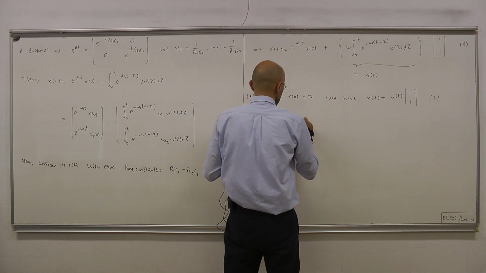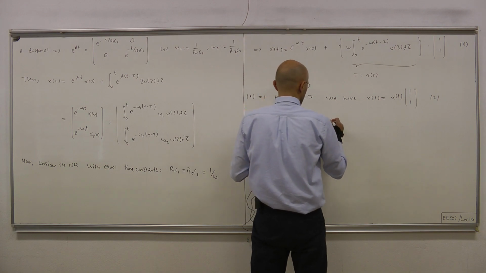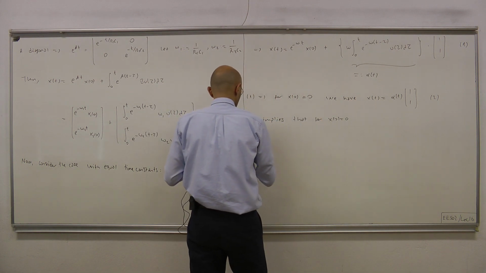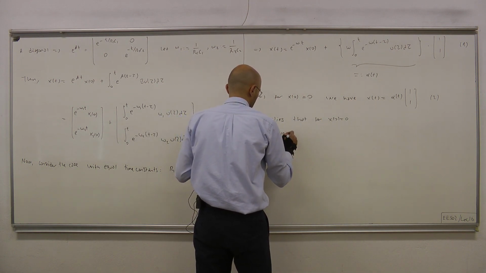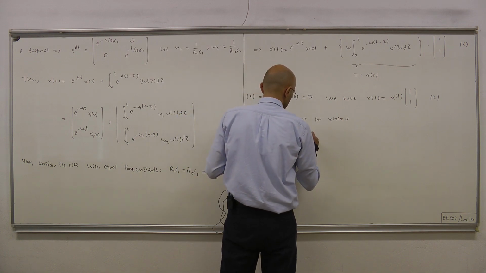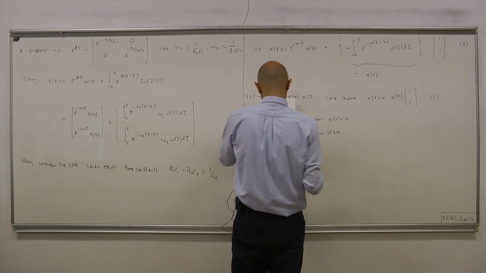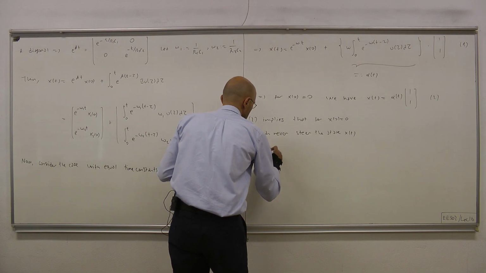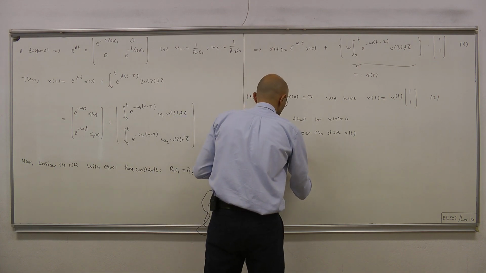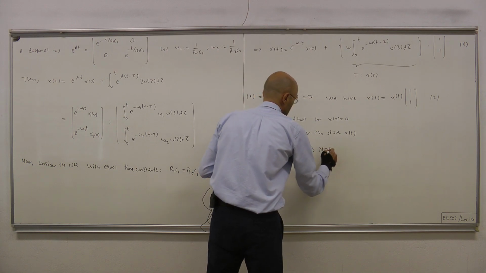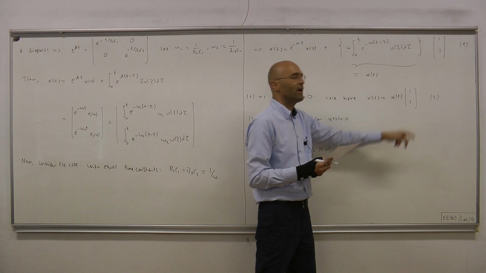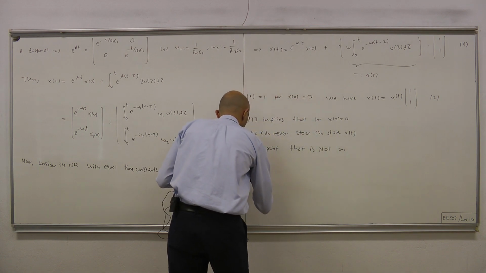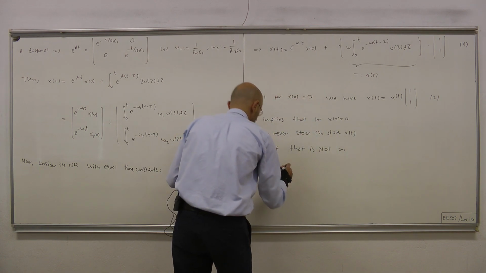2 implies that for the initial condition x0 equals 0, we can never steer the state x of t to a point that is not on the line that's spanned by this vector 1, 1. Not on the x1 equals x2 line.